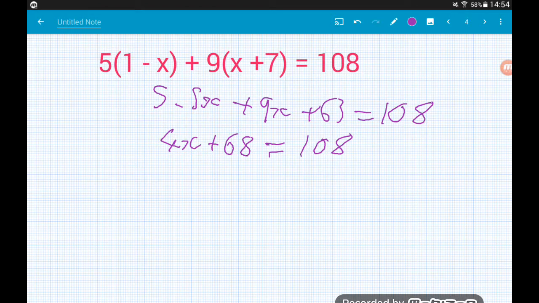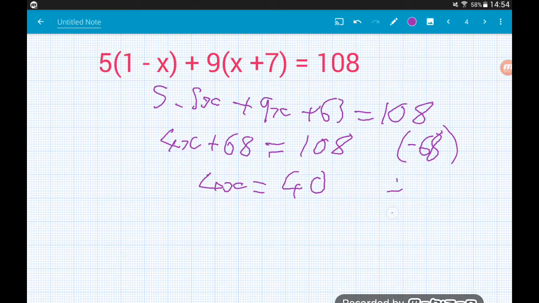Now we need to solve the equation. So let's first of all take away the 68. And that's going to leave us with 4x equals 108 take away 68 will be 40. And then finally for our last step, we're going to want to divide by the 4. And then that will leave us with 1x is equal to 10. So that's the equation solved.